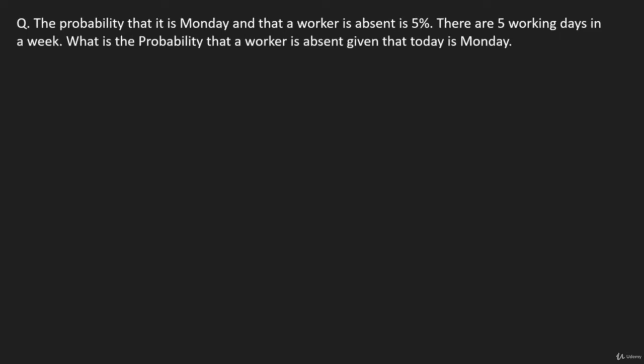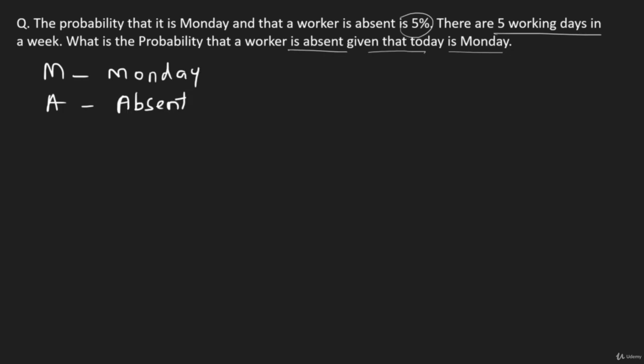Let's do this question. The probability that it is Monday and that a worker is absent is 5%. There are 5 working days in a week. What is the probability that a worker is absent given that today is Monday? Alright, let's try to find out. Let's call event M as today being Monday and event A as the worker being absent. Now we need to find out probability of the worker being absent given that today is Monday, right? Alright, that's what's mentioned over here. Probability that a worker is absent given that today is Monday.